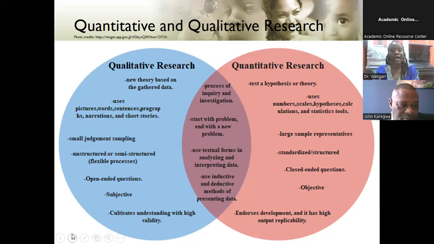So we say that, for instance, in quantitative research, we will have a hypothesis to test. While in qualitative research, we are generating a new theory based on all the gathered data that is mostly textual in nature. Then, as you can see right in the middle, mixed research exists where you can use both text and numerical data in analysis and interpretation of data. You can use both inductive and deductive methods of presenting data.